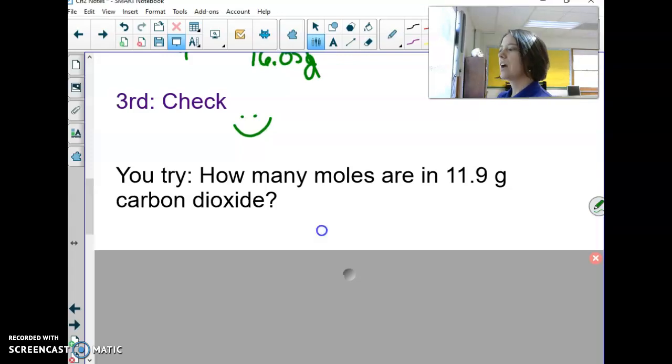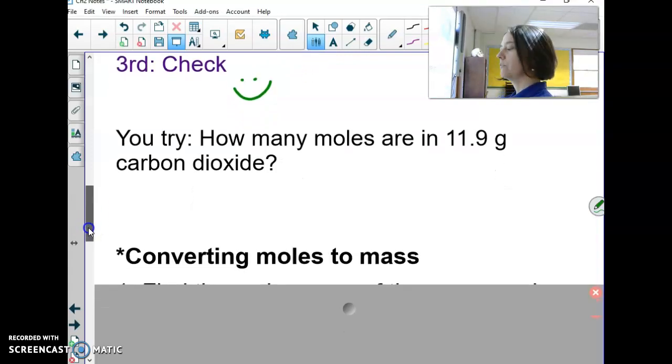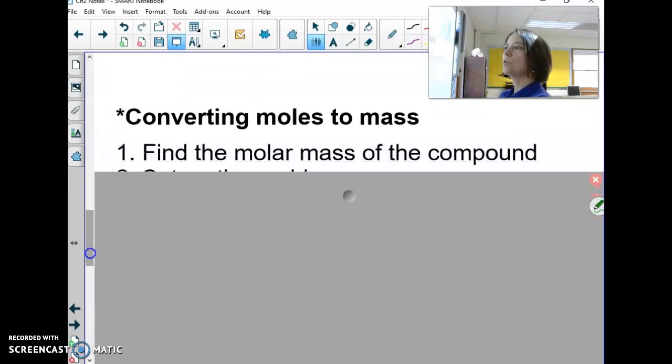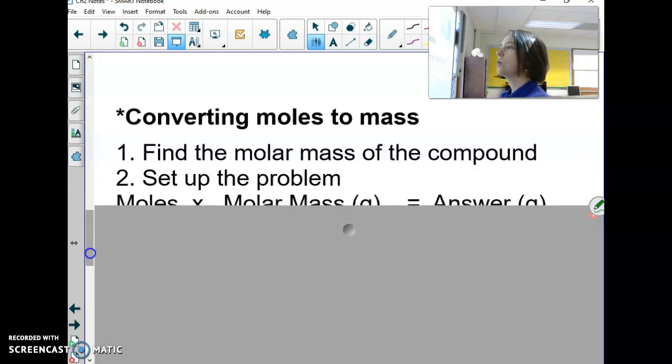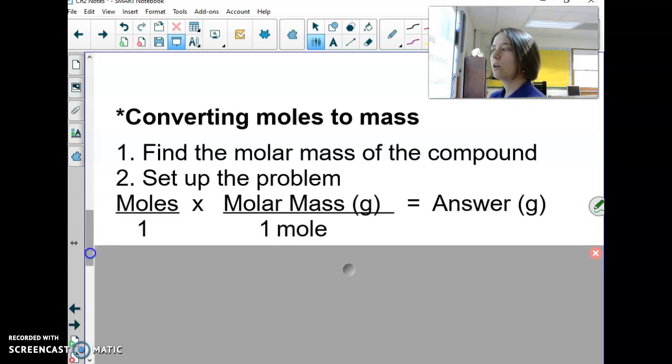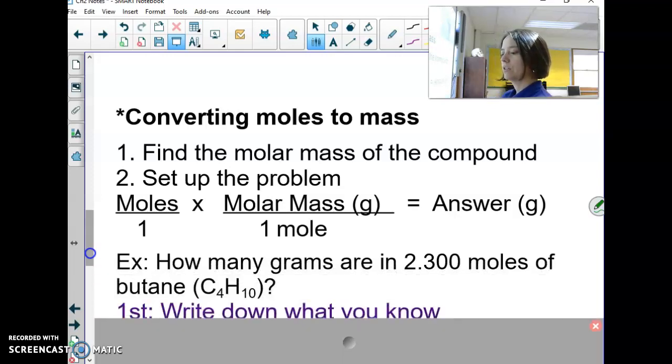Now we're going to do the opposite. We're going to convert moles to mass. So first thing we're going to do, just like before, find the molar mass of the compound. We're going to set up the problem. And this equation is moles over 1 times molar mass in grams over 1 mole equals my answer in grams. Let's do this.